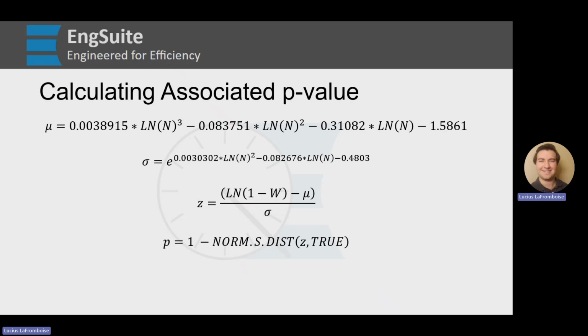So calculating the associated p-value relies on that mu and sigma. Mu and sigma are constants based on the sample size, so they're pretty simple equations. Again, just really long coefficients. We then use that mu and sigma to calculate a z-score from the natural log of 1 minus W. That z-score is then used to find the left-tailed probability of that value of z from the standard normal distribution. Then, because we already took a 1 minus here and we're calculating a left-tailed, we want to take 1 minus that again to get our right-tailed probability.